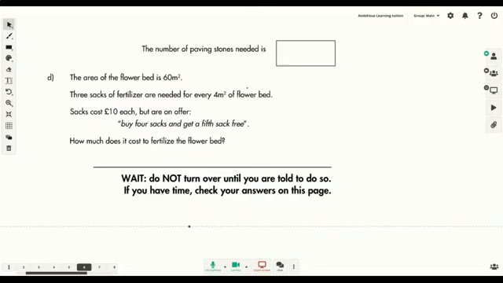How much fertilizer do you need? How much does it cost to fertilize the flower bed? So they're basically asking you how much is needed to fertilize the flower bed. So how would you do this one? You would just remember, write down the information given to you. 60 is given to you. 60 divided by 4, that gives me 15.